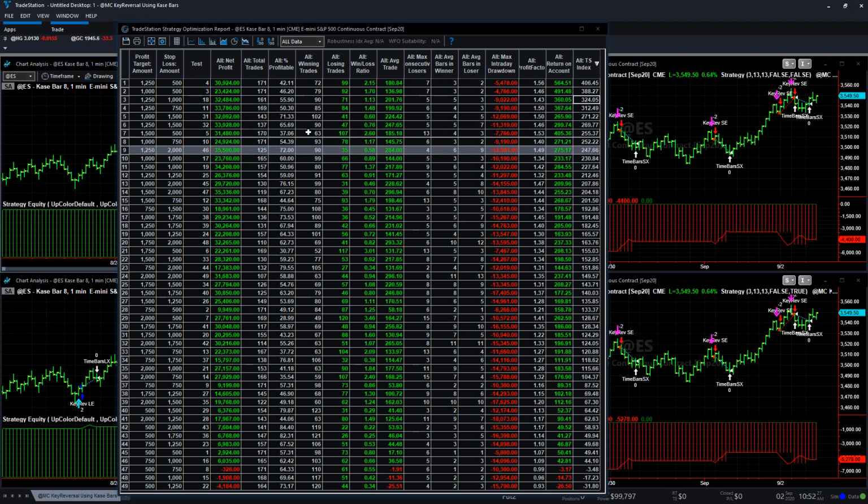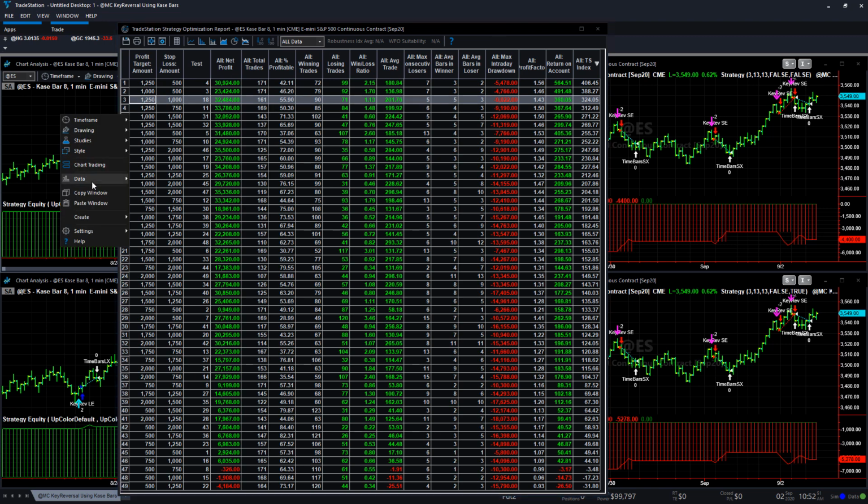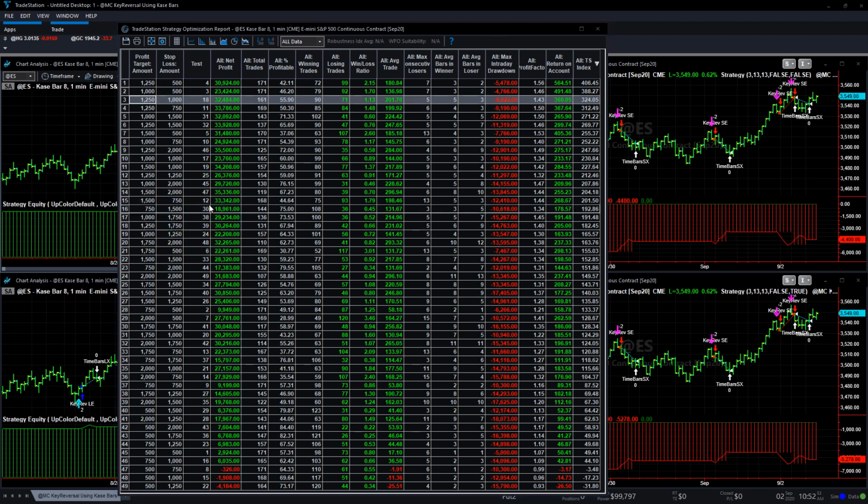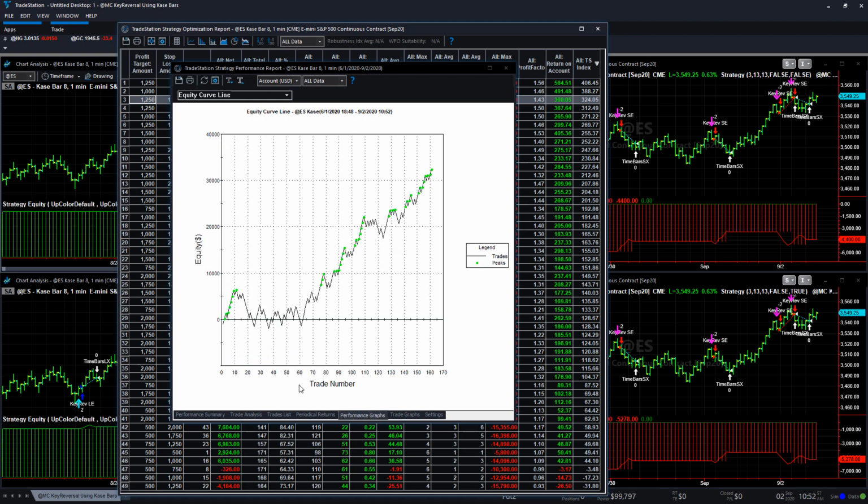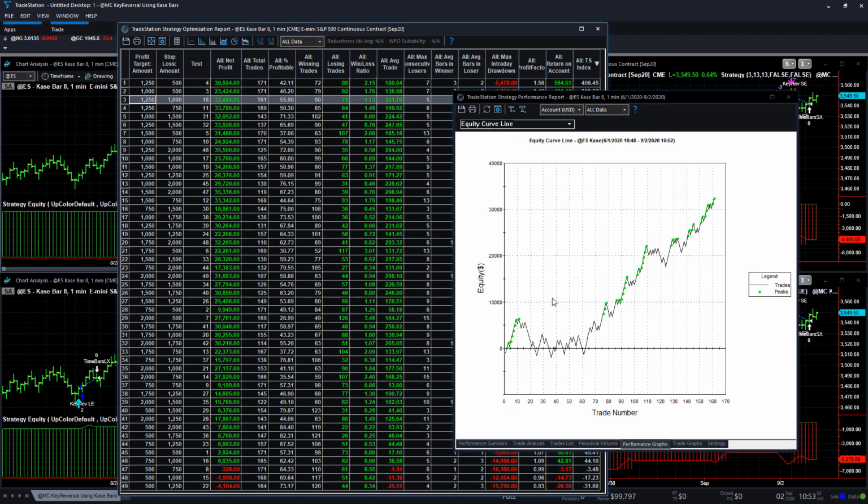And I'm going to pick something that has a 55 to 60% winning percentage. Here's one that's 55. It has a better than 1-to-1 risk reward ratio. I have a positive expectation of profits. So I'm going to right click on that row and apply that test to the chart. So now that test is in the chart. And I can right click on the chart and go to the performance report, and I can look at the equity curve for that. And that's the idea.